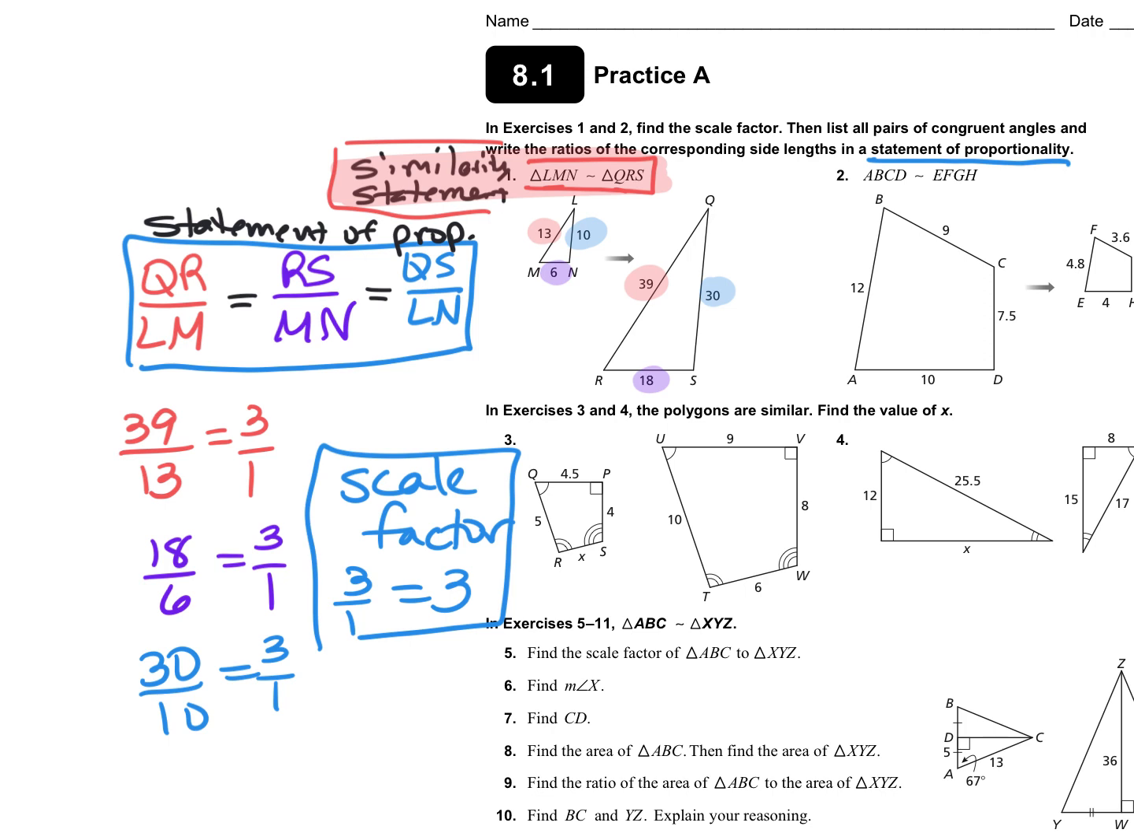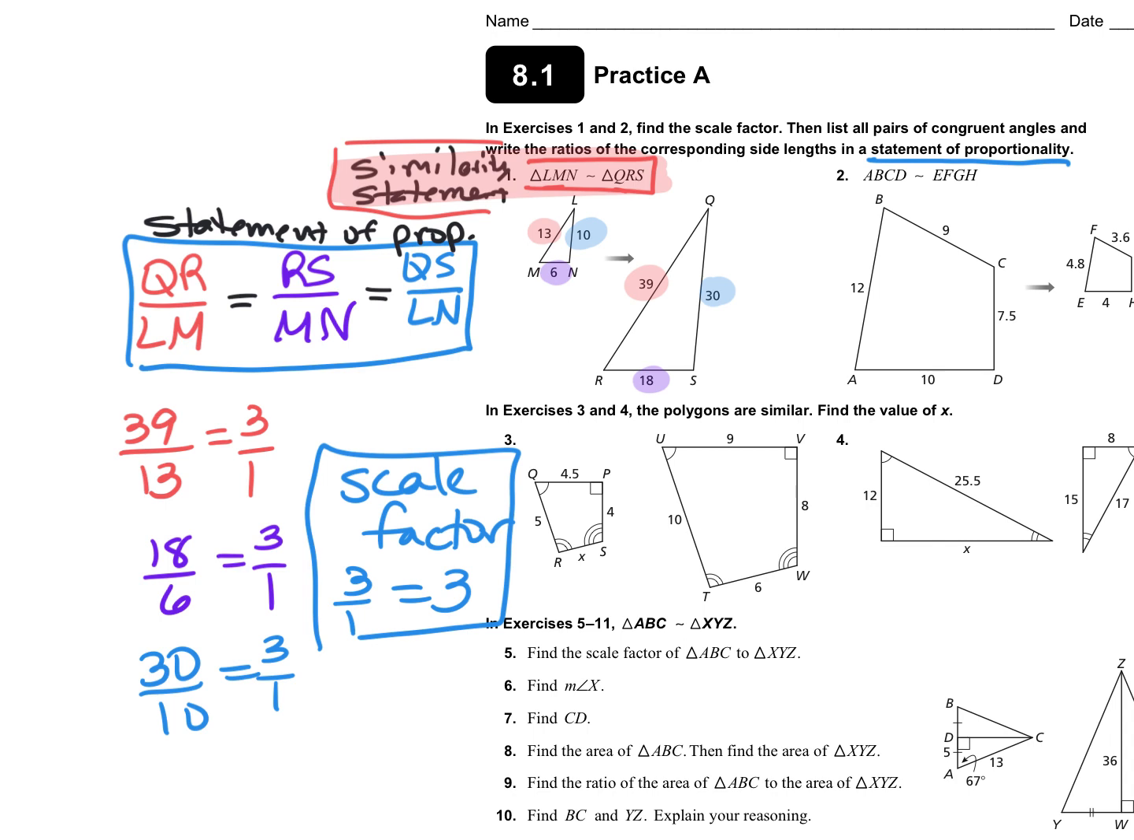Yes? Do you have to do the ratio of all the sides for the scale factor? If they told you that they are similar, then just find one. However, if you're trying to prove that they're similar, then you have to show all three sides. Does that make sense? Everybody understand the difference? Okay, all right.